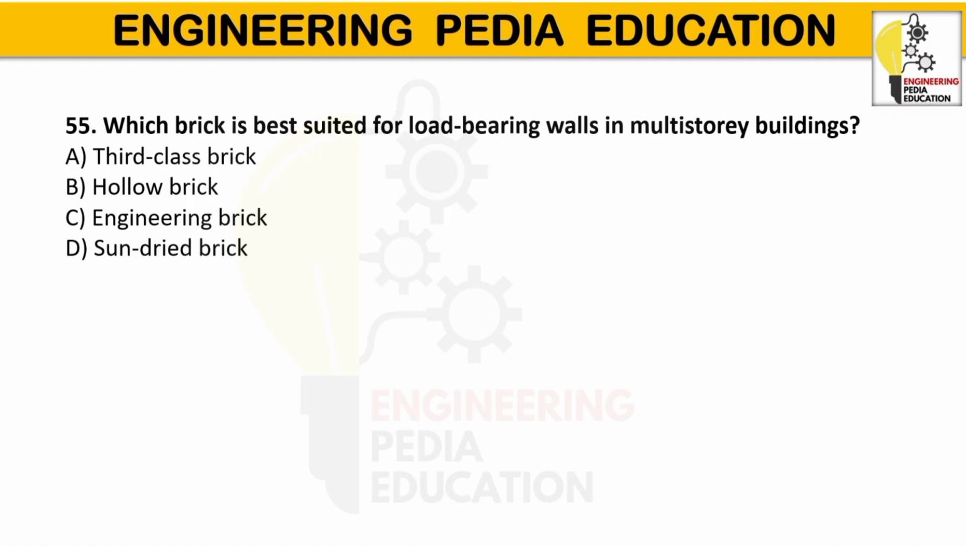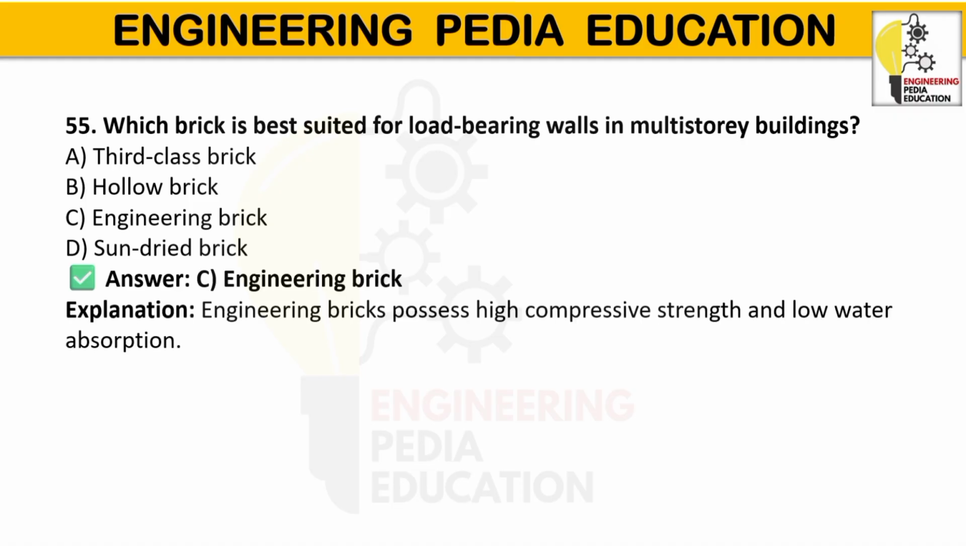Which brick is best suited for load bearing wall in a multi-story building? Third class, hollow, engineering, sun-dried. For load bearing walls, engineering bricks are highly used because they have high compressive strength and low water absorption. Third class brick is not used for load bearing. For load bearing, first class brick can be used. And if the first class brick option is not given, we go with engineering brick.